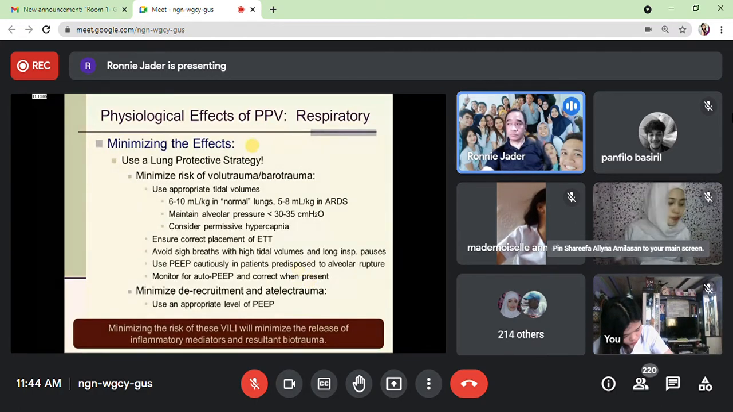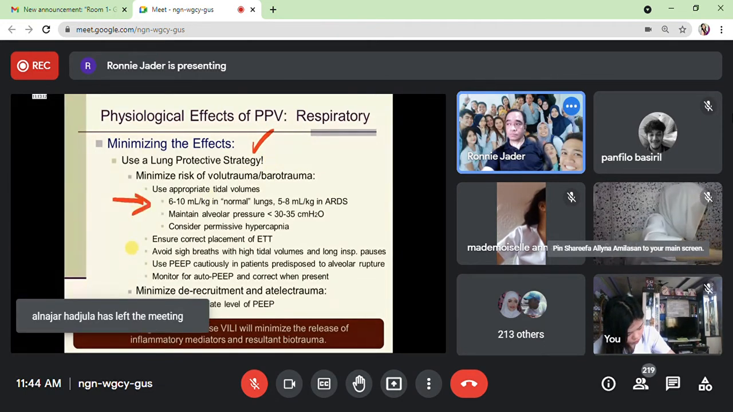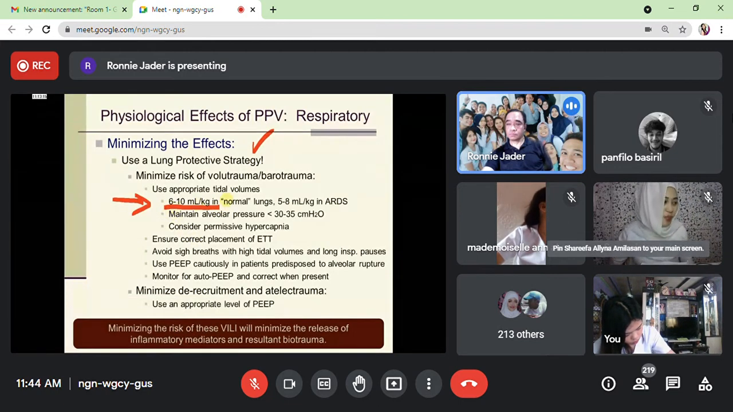Okay, how do we minimize these effects? This is the critical element for us as respiratory therapists. First thing we're going to do, we're not going to put in very big volumes. We're going to use low volume targets, 6 to 10 mils per kilogram. And we did that in our case study in class the other day.